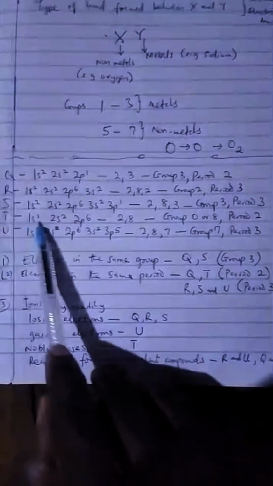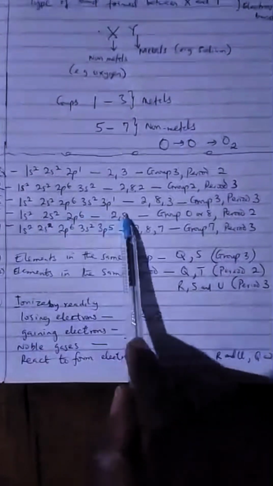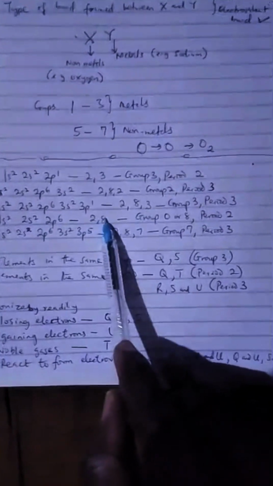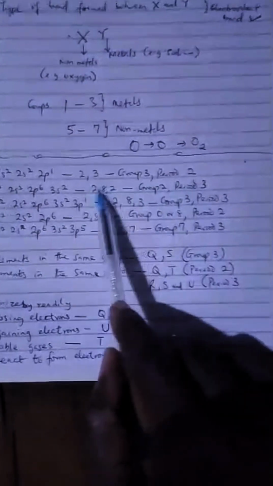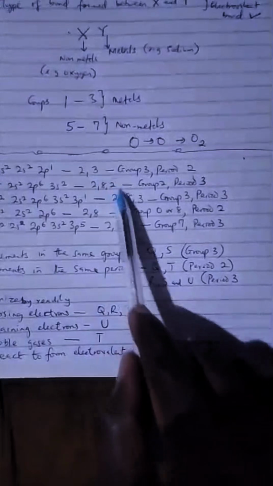Similarly, element T is 2, 8. In K-element notation, that is group 8, or you can say group 0, and that's period 2. It's period 2 because you have 2 digits. It's period 3 up here because you have 3 digits. It's period 3 up here because you have 3 digits. It's period 2 up here because you have 2 digits. The last number gives the group.